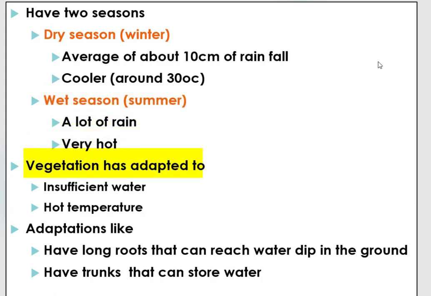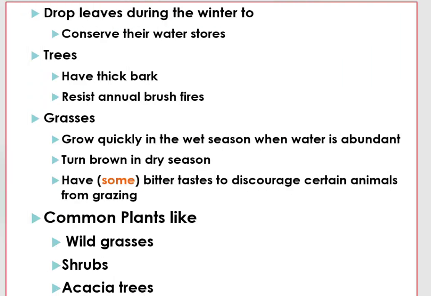Vegetation or flora has adaptations to insufficient water and hot temperature in this grassland. Adaptations like having long roots that can reach water deep in the ground, and having trunks that can store water for certain periods of time. Plants drop their leaves during the winter season to conserve their water stores. And trees have thick bark, and this bark makes them resistant to annual brush fires, to avoid forest fires that can damage plants or trees in savanna or tropical grasslands.